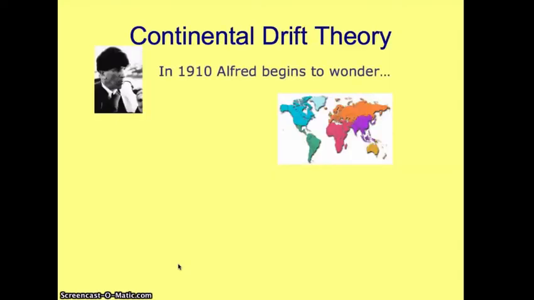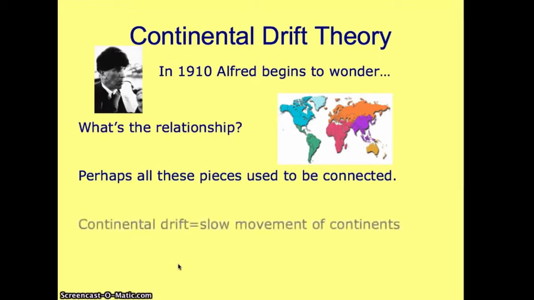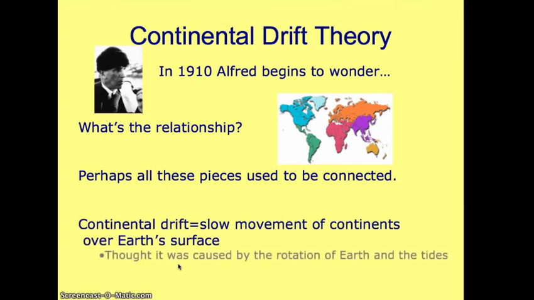Then we come up with the theory of continental drift. So in 1910, Alfred Wegener began to wonder, what's the relationship between the continents? Perhaps all of them used to be connected. And the theory of continental drift says that there's a slow movement of continents over Earth's surface. It was thought to be caused by the rotation of Earth and the tides over 300 million years ago.